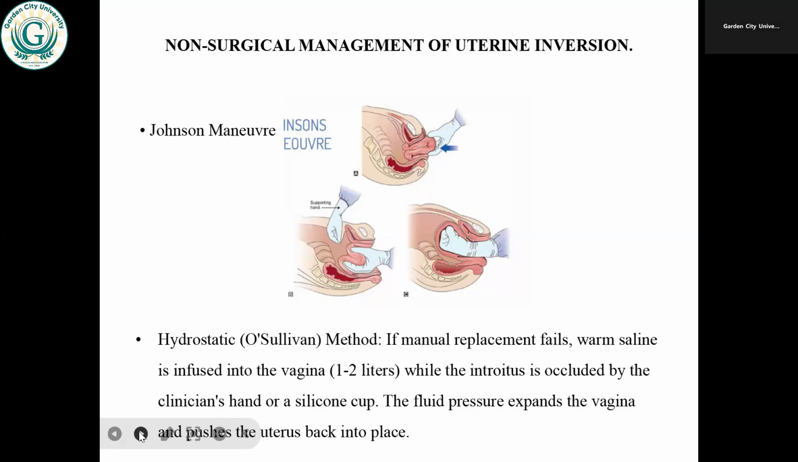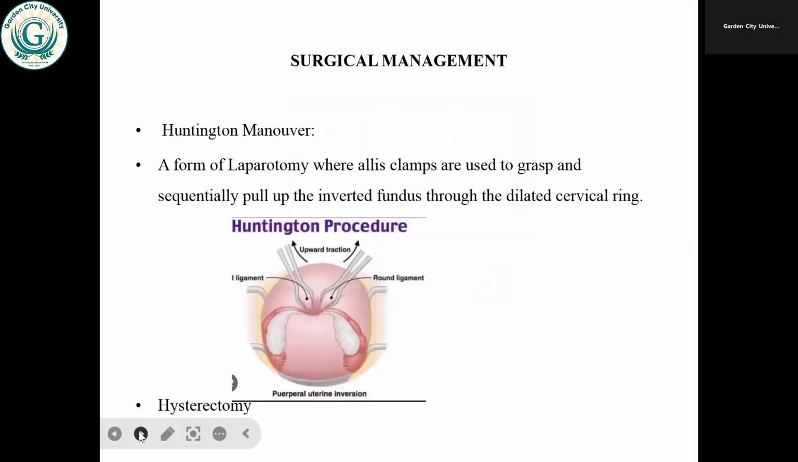And then as it pushes it back to its position, the inverted portion of the fundus will come out through the cervix. We also have the surgical management. We have number one on the list, the Huntington's maneuver. With the Huntington's maneuver, it's done at the theater. It's a surgical procedure, so we don't do it at the labor ward. It's done at the theater.